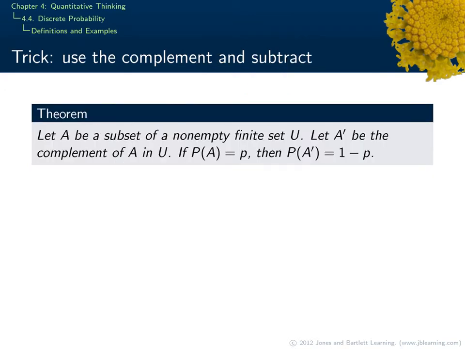Sometimes it can be useful to employ the complement of a set and subtract to get a probability. To give you an idea about what we're talking about, let's suppose this rectangle is our sample space, and let's suppose this bit here is our subset A. Then A complement is everything in our sample space U that is not in A. So that means that A complement is over here.